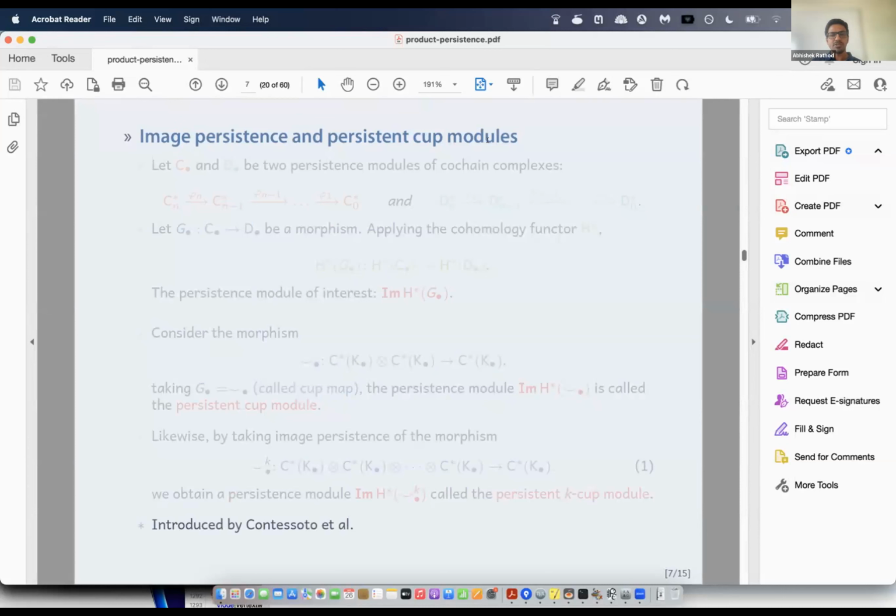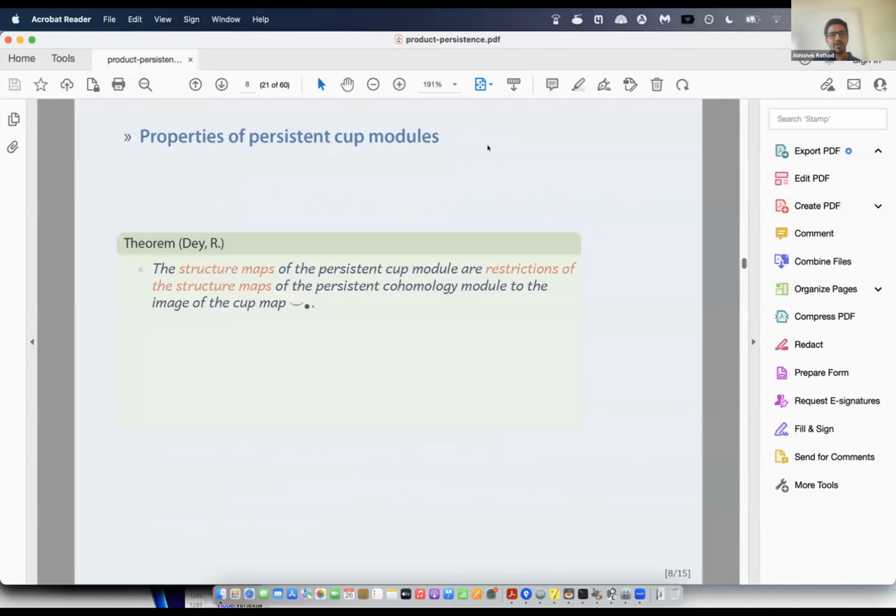Now, these notions were introduced by Contessa et al., but their definitions are somewhat different. We believe that putting them in the setting of image persistence simplifies the definition and also leads to a simple and efficient algorithm for computing them. Before we get to the algorithm, we want to look at the properties of these modules: what are the structure maps, what are the birth and death indices. So we prove these elementary properties.